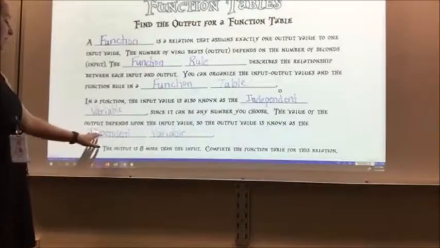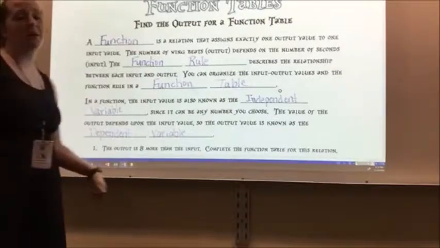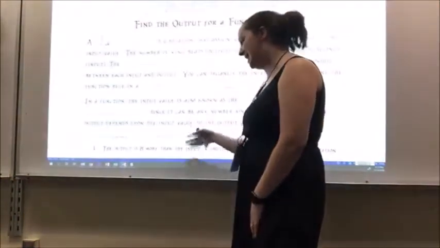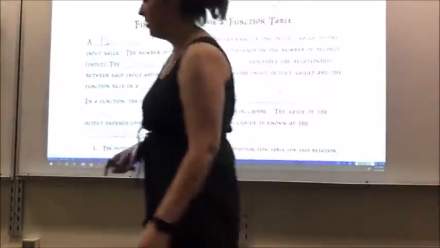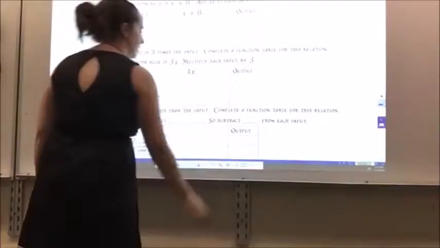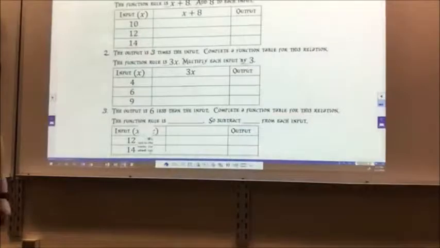The value of the output depends upon the input value. So the output depends upon the input value, which makes it the dependent variable, okay? All right, so let's take a look at a couple of examples.